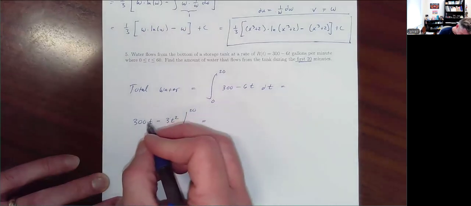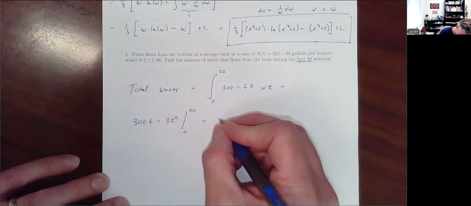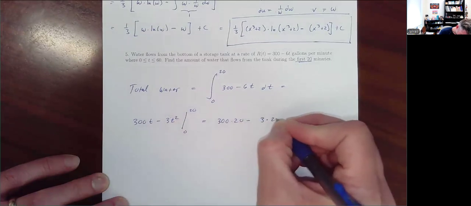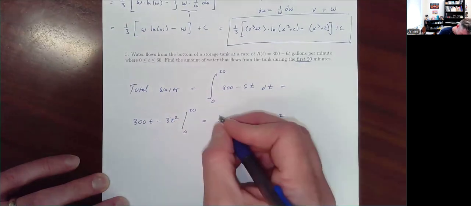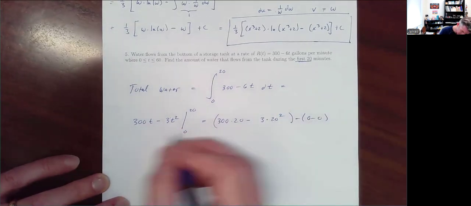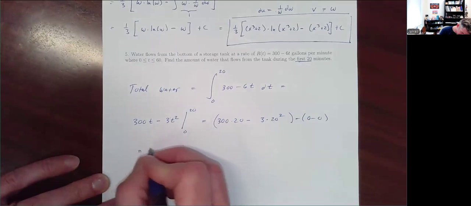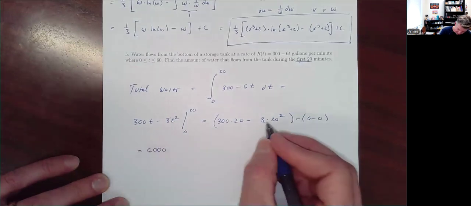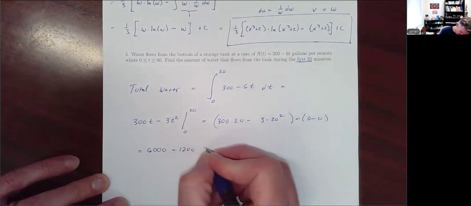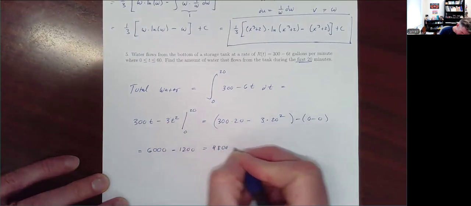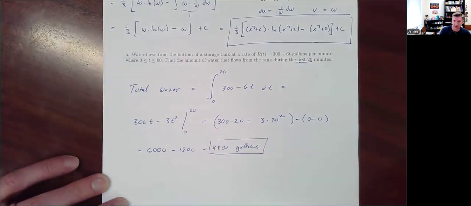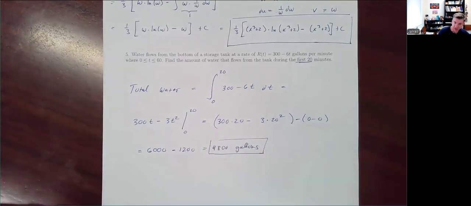So we get 300 times 20 minus 3 times 20 squared, minus 0 minus 0. Let's see, 300 times 20 is 6,000, and 3 times 400 is 1,200. Oh, we're totally fine. So that's going to be 4,800 gallons, the total amount of water that has flowed out in the first 20 minutes.